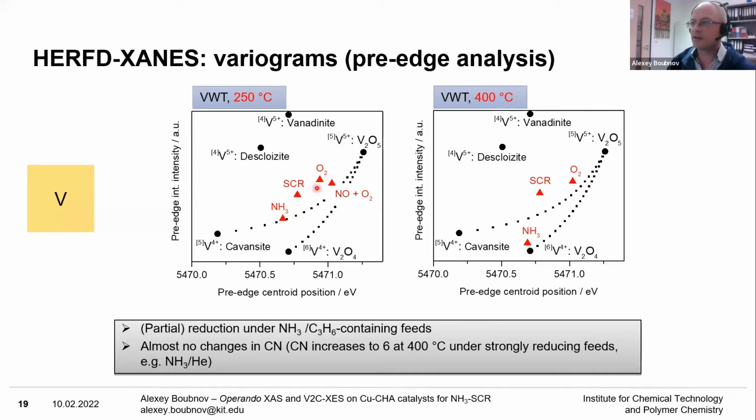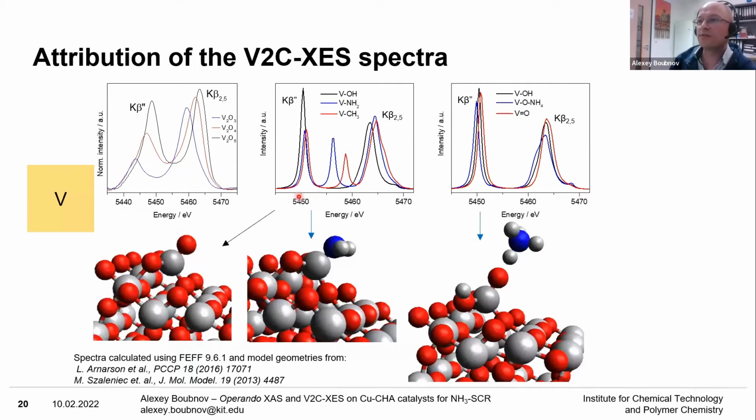So, for example, here, the red points relating to the vanadium in the catalyst are somewhere between 5-fold coordinated vanadium 5 and 5-fold coordinated vanadium 4. And such an analysis is quite simple and gives a lot of information about the local geometry. Now, further information which can be obtained from the valence-to-core, other than the oxidation state, which we have seen: as we go to lower oxidation states, the K beta double prime peak, which is the satellite, shifts and decreases in intensity.